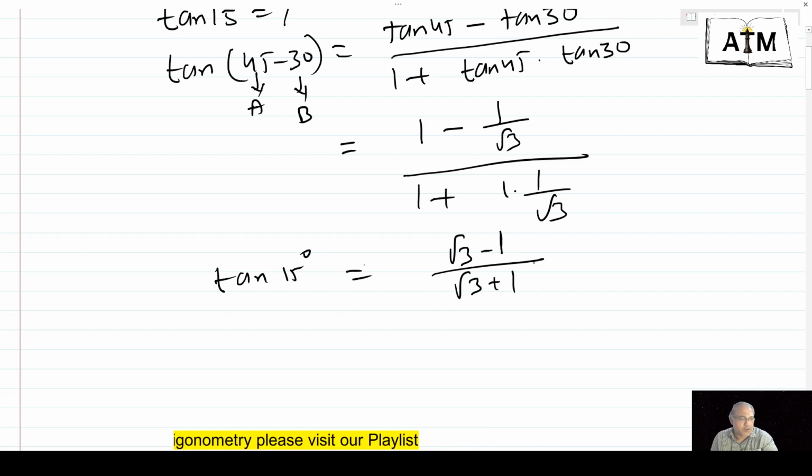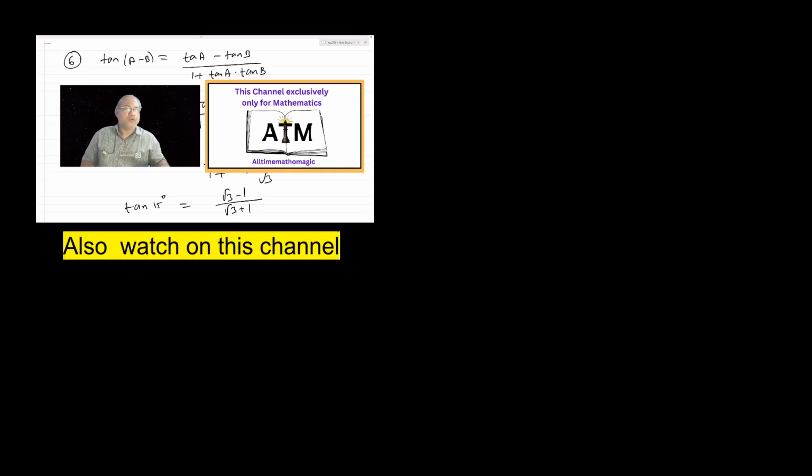Simplification can be done further, like rationalizing the denominator. That part is left to the student. So tan 15 equals root 3 minus 1 upon root 3 plus 1. That's all for the day. I hope now you are clear with the addition and subtraction formulae in trigonometry.